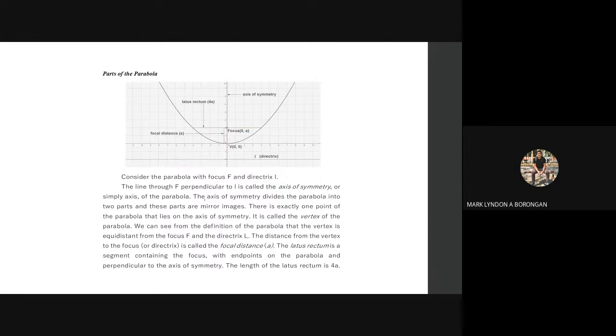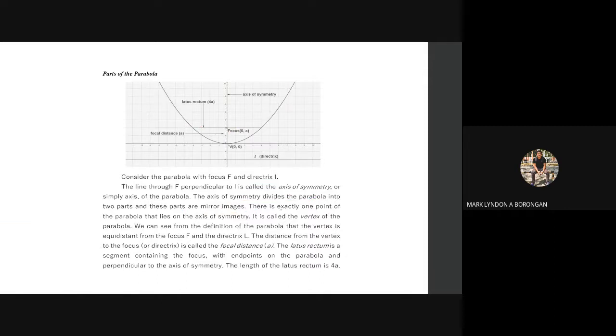The axis of symmetry divides the parabola into two parts, and these parts are mirror images. So the axis of symmetry divides our parabola into two equal parts. They are equal because, as indicated in our definition, they are mirror images. However wide one side is, the other should be the same because they are mirror images.